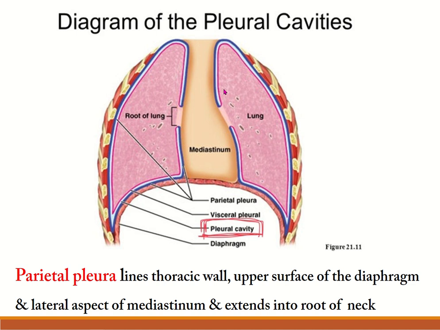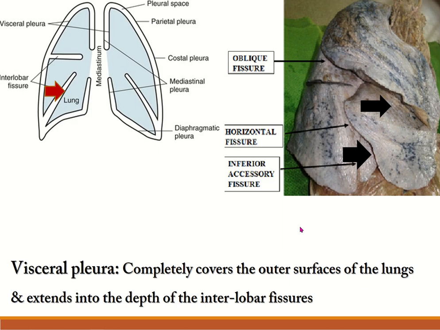The parietal pleura lines the inner surface of the thoracic cage, the upper surface of the diaphragm, and the mediastinum, and extends into the root of the neck. The visceral pleura completely covers the outer surface of the lung and extends into the depth of the interlobar fissure. This is the oblique fissure, this is the horizontal fissure, and here the visceral pleura is present, but the parietal pleura is not present on this surface.